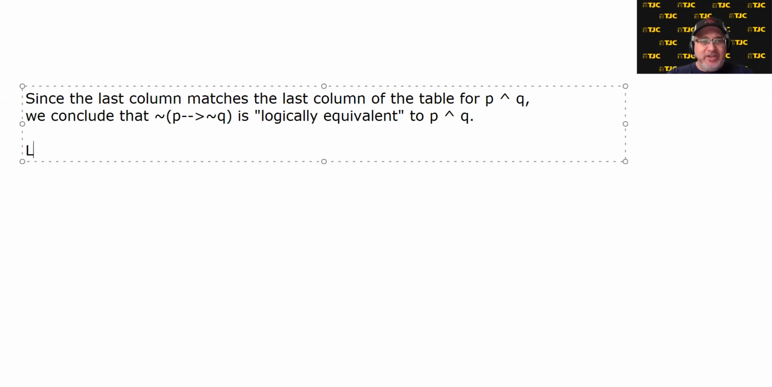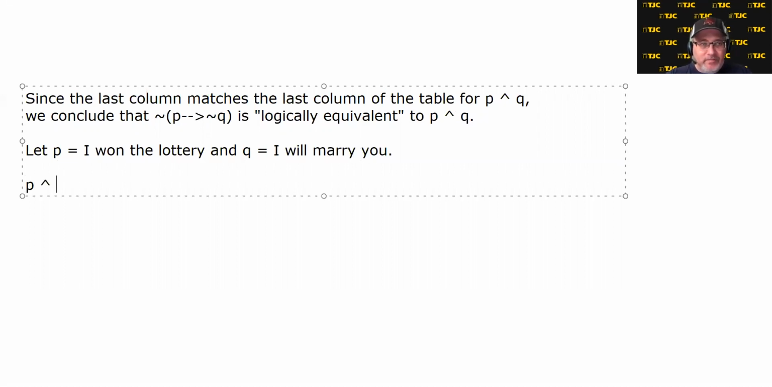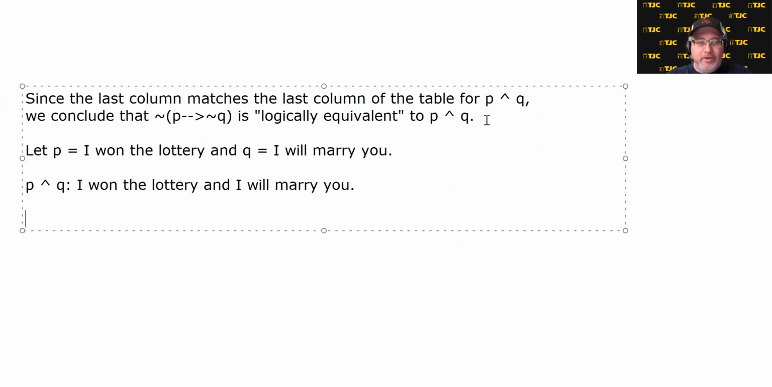Let's use a specific example. Let P equal I won the lottery, and Q equal I will marry you. What is this? This is I won the lottery and I will marry you. That one's easy. But what is this?